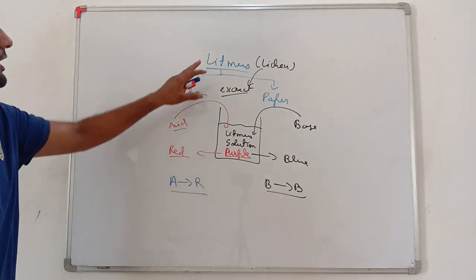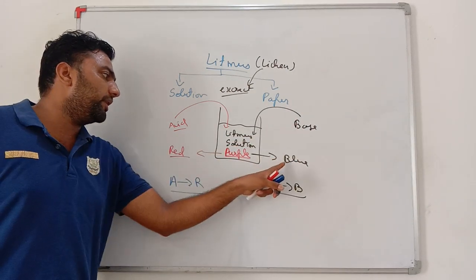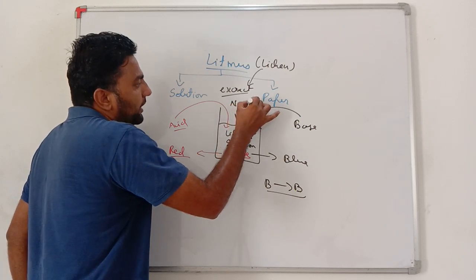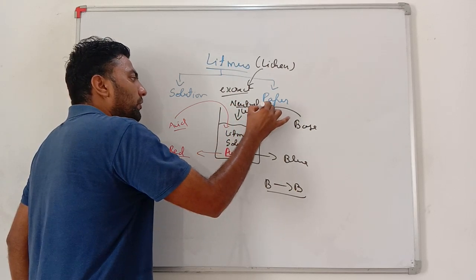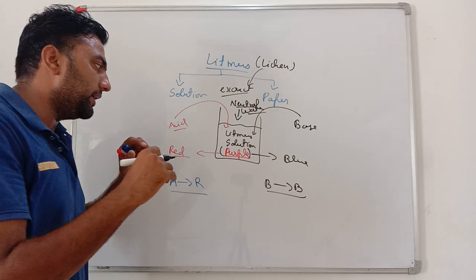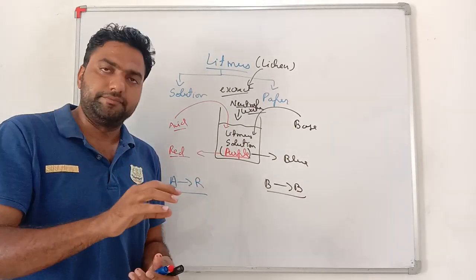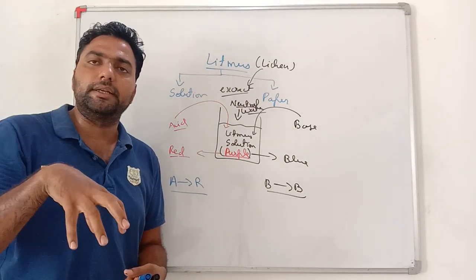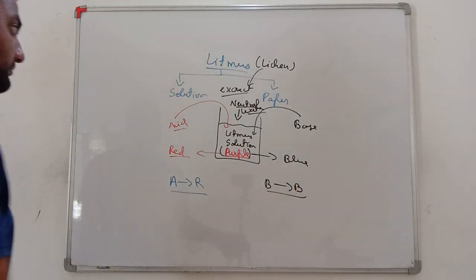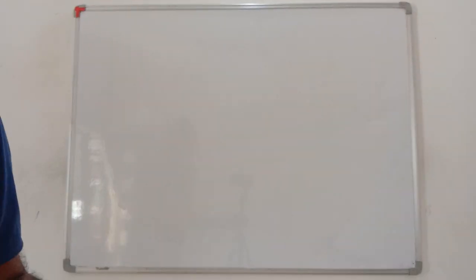Very important. Litmus solution, if you add acid into it, this purple color changes into red, and if you put base into it, then this color changes into blue. Very important, if I add any neutral material, let's take pure water, no change happens. Indicators always give the hint regarding whether it is acidic or basic. If any neutral thing is added to any indicator, no change will take place. You must keep this in your mind. Okay, litmus solution we have checked, done.